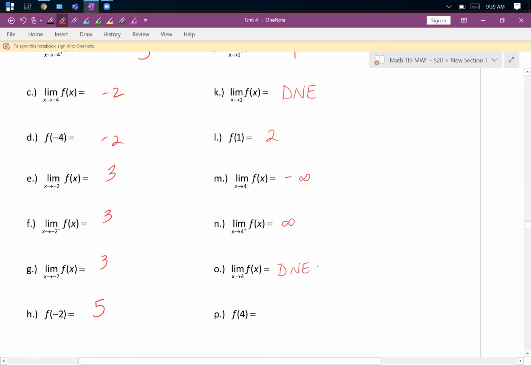And what was the value of our function at x equals 4? Undefined. Yeah. If we have a vertical asymptote, it is going to be undefined. Questions at all on finding the limit given a graph?